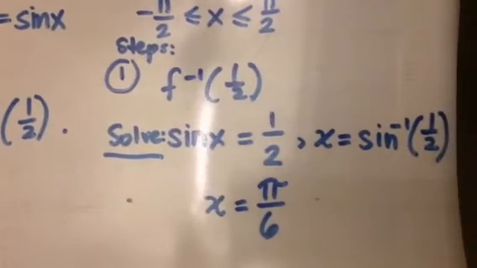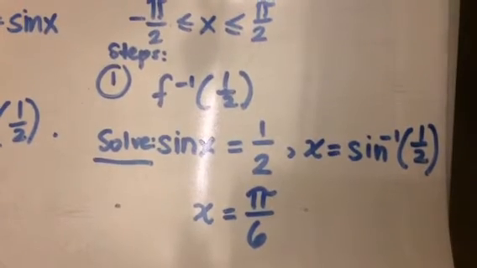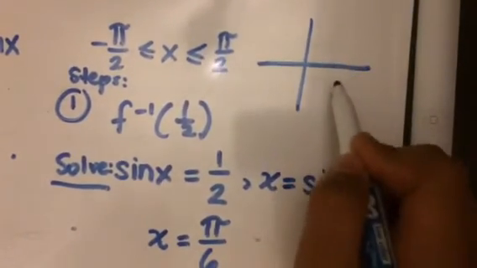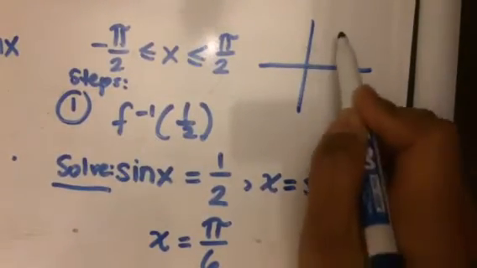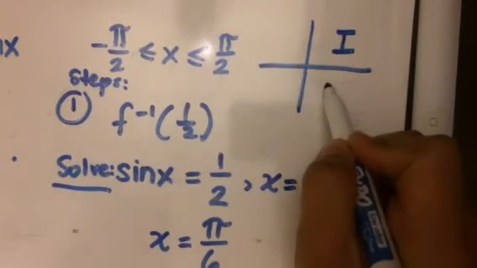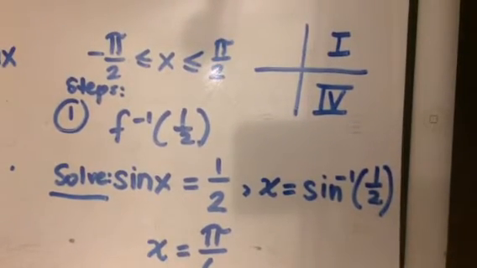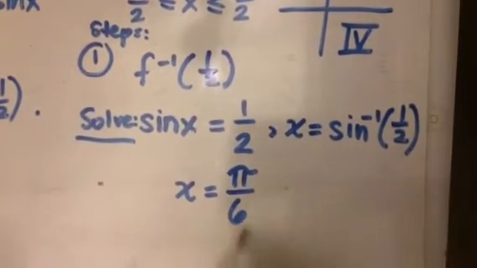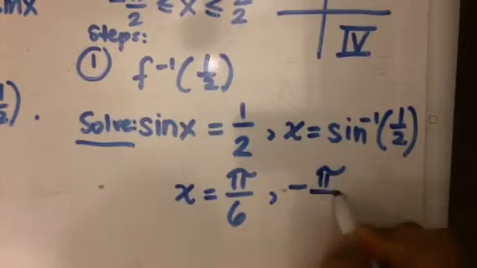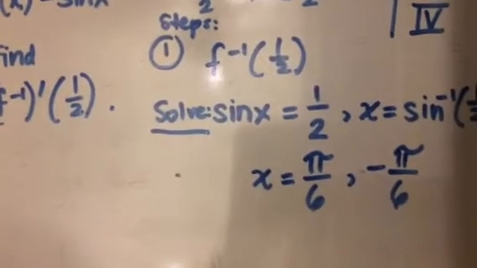And is there any other solution aside from pi over 6? What this means, if we will graph this, it means that we were looking for angles in quadrant 1, and aside from quadrant 1, we are also looking for an angle in quadrant 4. So that means aside from pi over 6, another possible value would be negative pi over 6. Okay, so that's step 1.